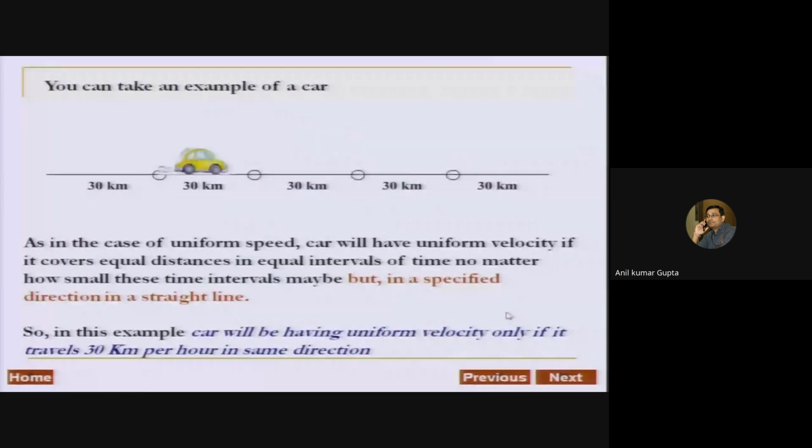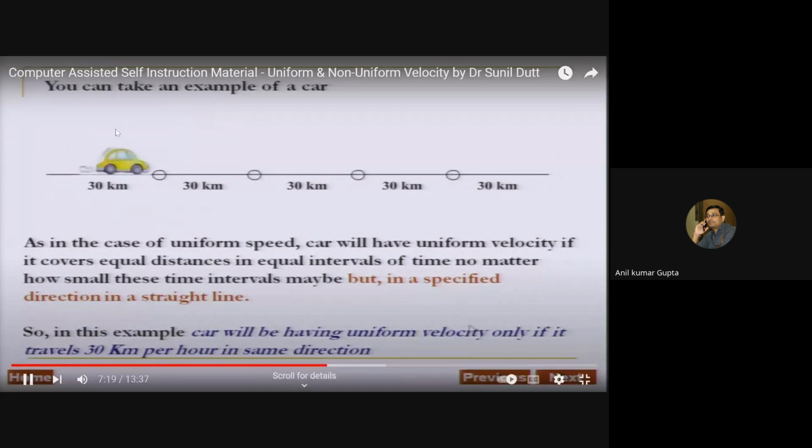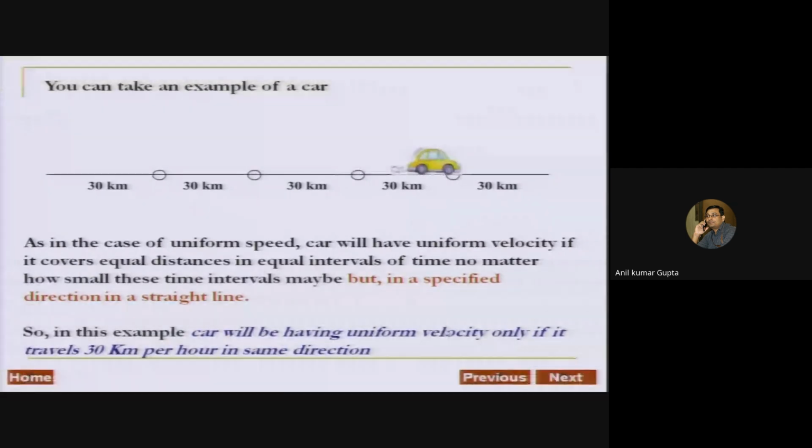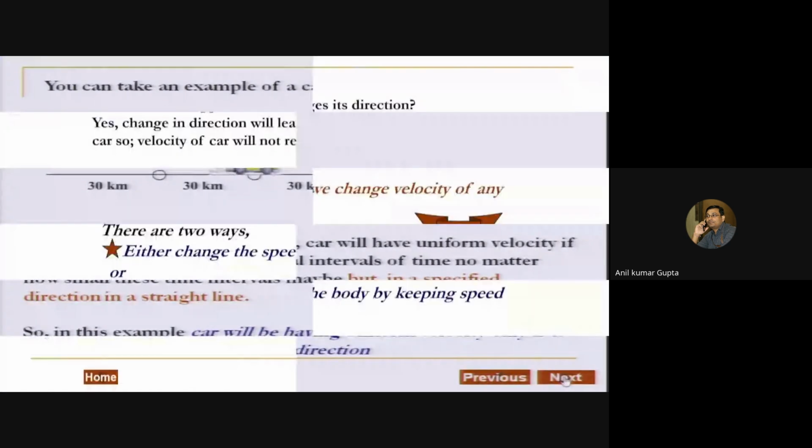You can take an example of a car. As in the case of uniform speed, the car will have uniform velocity if it covers equal distance in equal intervals of time, no matter how small these time intervals may be, but in a specified direction in a straight line. So in this example, the car will be having uniform velocity only if it travels 30 km per hour in the same direction. Now you can move to the next once you have read this material.